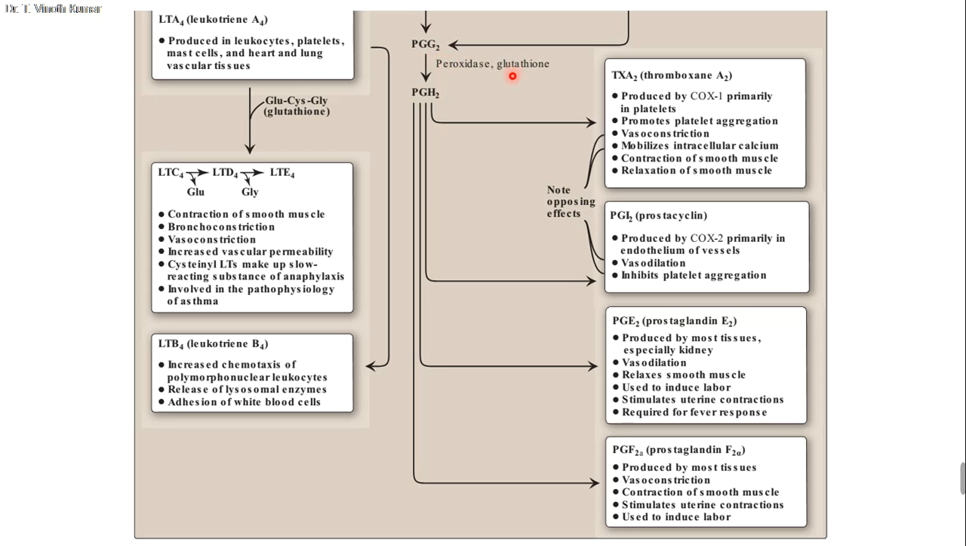Next, coming to the prostaglandins, PGH2, prostaglandin H2, is synthesized by peroxidase and glutathione action, and the first substance is thromboxane. Thromboxane is another substance produced by the COX family in the platelets, and promotes platelet aggregation, so that is mainly a clotting factor, and constriction of blood vessels, reduces the size of the arteries, and mobilizes intracellular calcium level, and constriction of smooth muscles. Maybe these are the major functions of thromboxanes.